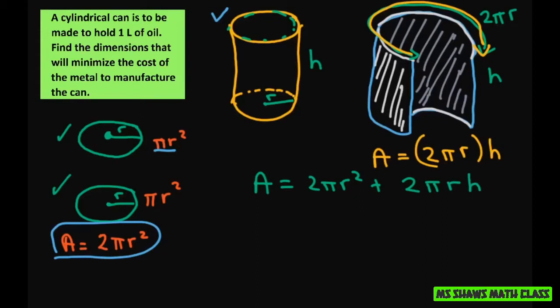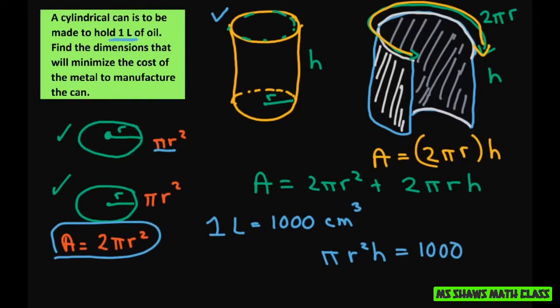Now, the problem gives us that it's made to hold 1 liter. So to solve this, we're going to take 1 liter equals 1,000 centimeters cubed. So we can write pi r squared h equals 1,000 and solve for h. So h would be 1,000 divided by pi r squared.